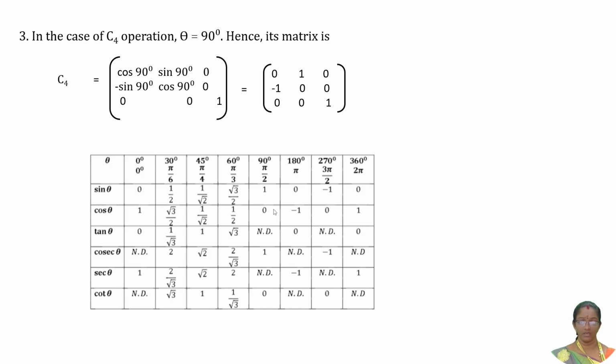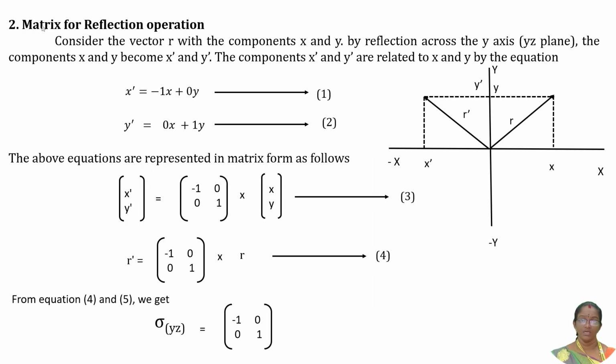Next, we will see the matrix for the reflection operation. Here we are reflecting the x component across the yz plane. Consider the r vector with the components x, y. By reflection across the y axis, the components x and y become x dash and y dash, and they are related by the equations x dash is equal to minus 1x plus 0y, and y dash is equal to 0x plus 1y.